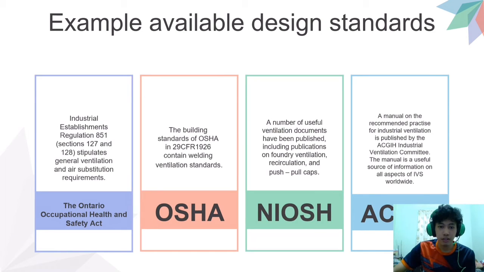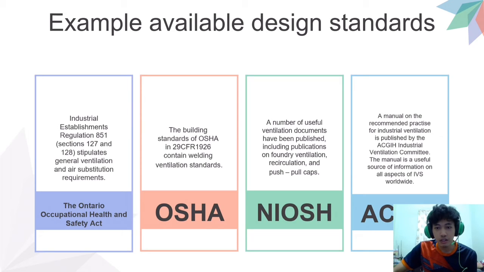So basically there are many design standards, so I will choose 4 here. The first example is the Ontario Occupational Health and Safety Act, the Industrial Establishment Regulation, Section 127 and 128, which stipulate general ventilation and air substitution requirements. And the second example is OSHA. The building standard of OSHA in 29 CFR 1926 contains the welding ventilation standard.